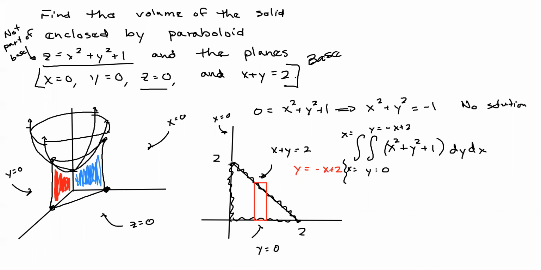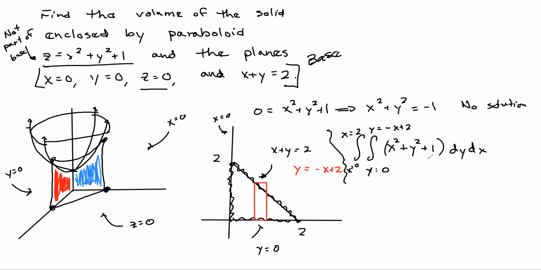And then we go from x equals the left side, that's x equals 0, and we go until we want to stop. It looks like we stop at x equals 2. These ended up kind of on top of each other, but we've got x equals 0 and then y equals 0. All right, and that's your integral.